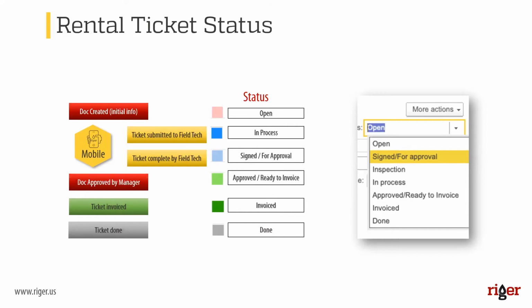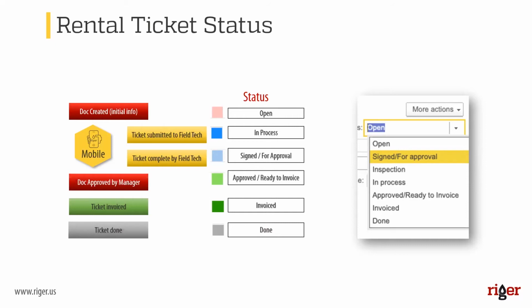I should mention that some statuses are automatically changed in RigER after some triggers. As I mentioned previously, when a ticket is uploaded to the mobile application, its status automatically changes to in process. And when a ticket is invoiced, it automatically changes status to invoiced. All other statuses are changed manually, and you need to go to the ticket and change it based on what job was done already for this ticket and at what stage the work is.